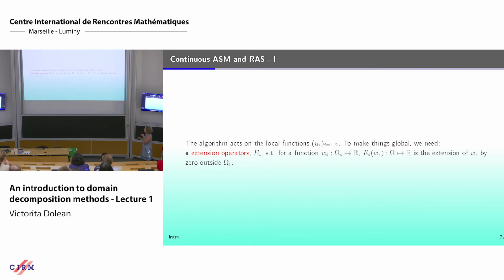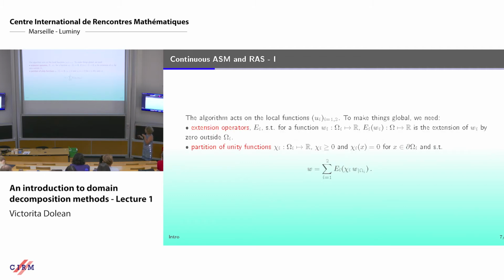So for this, I define extension operators. That means for any function which is defined on the local domain, the extension operator is just the extension by 0 outside the local domain. So here, don't expect a lot of mathematical rigor. I just want to show you things in a simple way, so you don't get lost. So what else do I need?